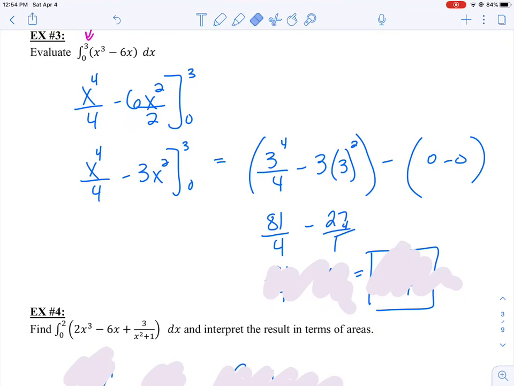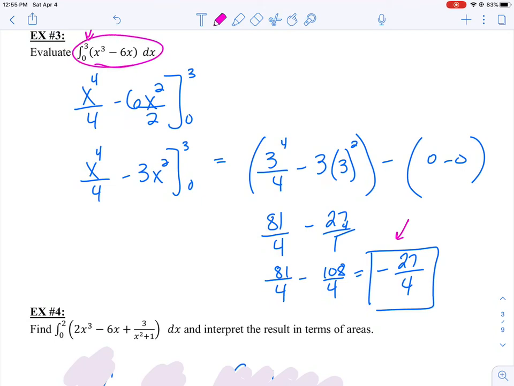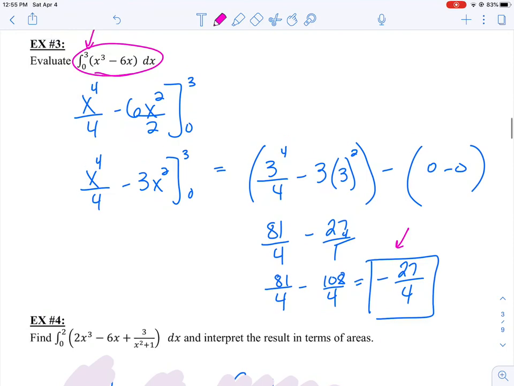Simplifying this a little bit, I ended up getting 81 over 4 minus 27 minus 0. Getting a common denominator, I ended up getting 81 over 4 minus 108 over 4. And so I got the value of this definite integral as negative 27 over 4. Now my answer ended up being negative. Yours should too. What that means is that when we found the area underneath this curve from 0 to 3, more of the area ended up being below the x-axis than above. It doesn't necessarily mean that all of it is below. It just means that more of it is below the x-axis than above. Okay?